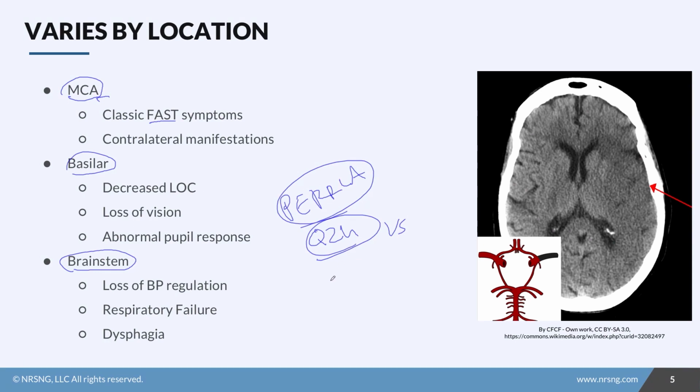Now, with the brainstem strokes, these are very devastating. As you move down, you get to your more base functions, your brainstem all the way down here. If we affect that with a stroke, we're losing a lot of our base functions. Like we're going to lose BP regulation, we could have respiratory failure, and we could have dysphagia. Now, these are just a few examples. You can find more examples in the cheat sheet attached to this lesson, but we want you to see how this might look different for each patient.